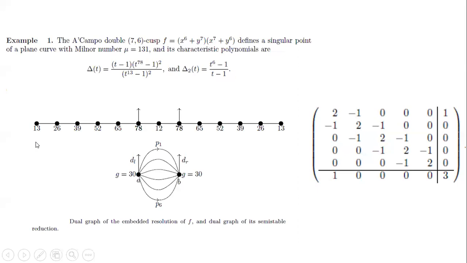So very quickly, if we take this x6 plus y7 and x7 to y6, this is the resolution graph. And this is the graph which is obtained by this process, this gamma tilde. And then from this, one can see the first homology groups are these ones. And this is the intersection matrix. And then you can proceed and do another example.